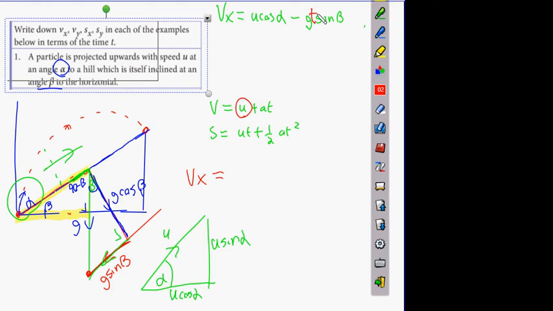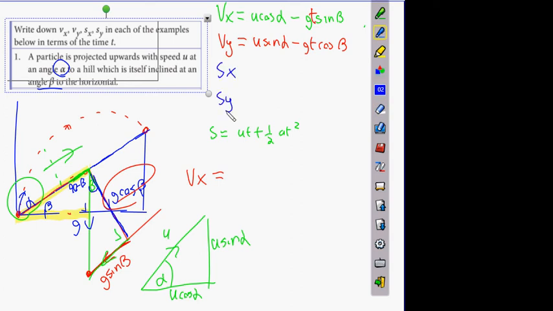Phi y, anybody? What's the u value going along the y direction? U sine alpha. And what's the gravity acting against y? This one here, G cos B. So it's minus GT cos B. Now we've done the phi values, which are now used up. What about Sx and Sy?